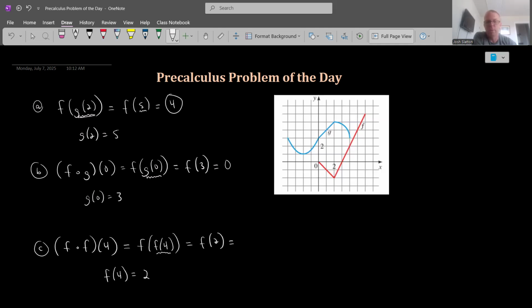So now what is f of 2? F of 2, 1, 0, negative 1, negative 2. So f of 2 is negative 2. So f of 4 leads to f of 2, which leads to negative 2. That's really all there is to it.